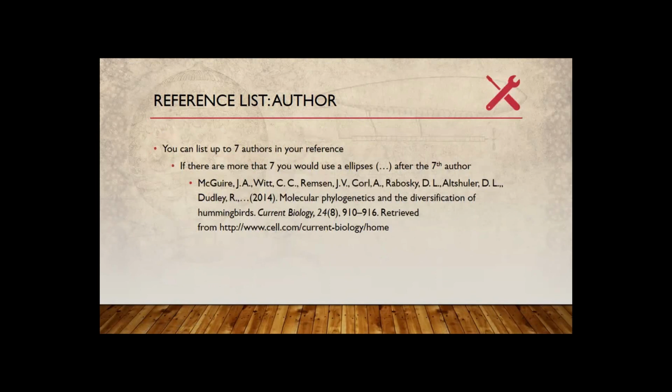All right, so you can list up to 7 authors in your reference. You don't see this very often, but it does happen. So if you have more than 7, you would use an ellipsis, which basically tells the reader that it's continued, that there are more authors, but it's too much to put in. Also make sure that you have a comma in between your last author and the ellipsis.